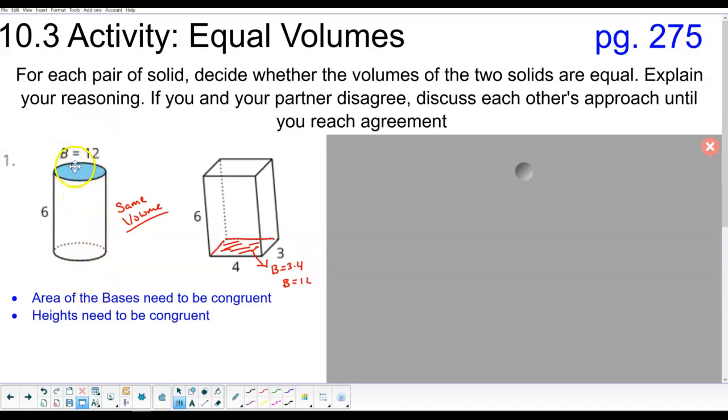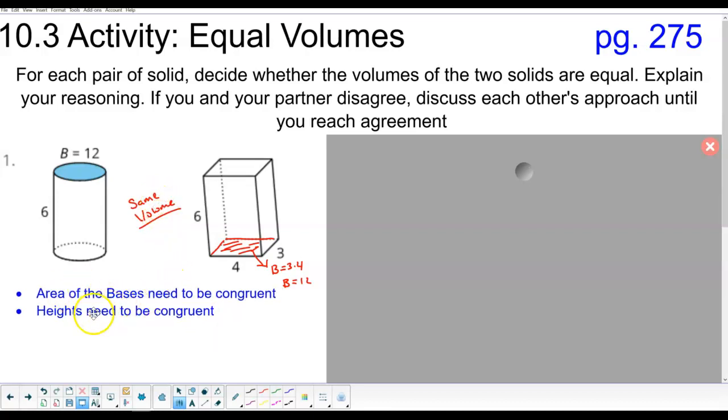So if you look at number 1, they gave us the area of the base is 12 and the height is 6. For the second solid, we get to pick our base. I'm going to pick the base on the bottom because 3 times 4 is 12. So I have the same area of the base and the height is also 6. So these two solids would have the same volume because of our logic right here. Same area of the base, same height.